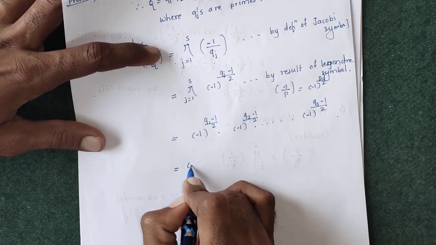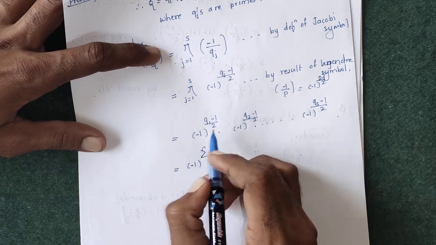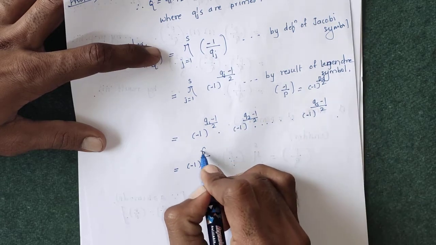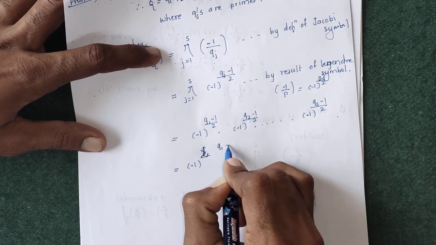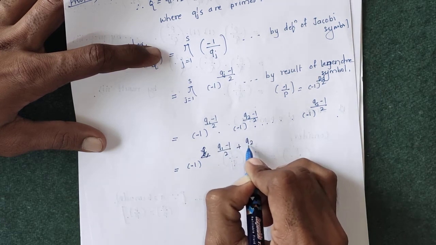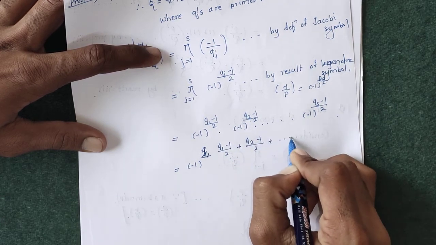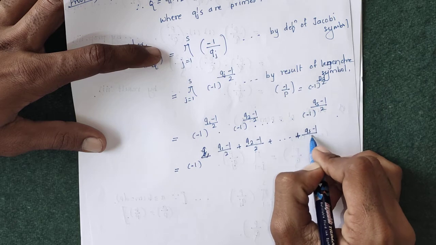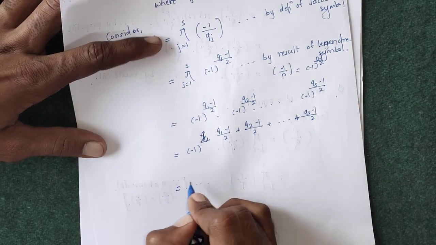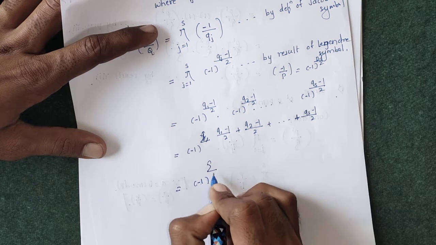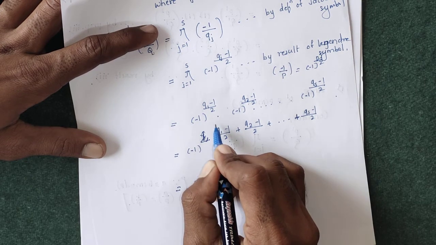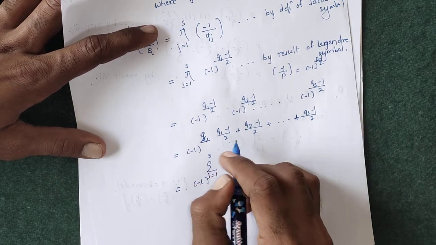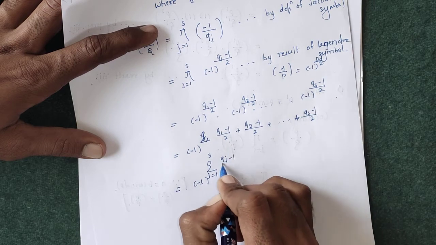So, we can take this multiplication as summation, since there is a power of minus 1 here, again a power of minus 1, so we can add the powers. First of all I will just write (q1 minus 1) by 2 plus (q2 minus 1) by 2 plus up to (qs minus 1) by 2, this whole summation is the power of minus 1, and just generalize this in the form of summation. We will get minus 1 to the power summation, j running from 1 to s, of (qj minus 1) by 2.